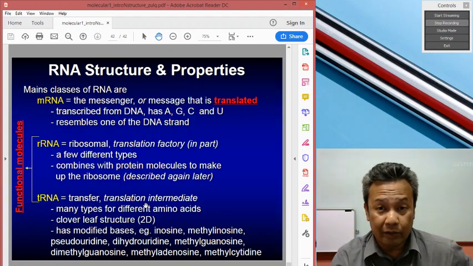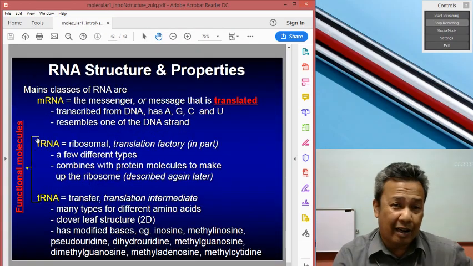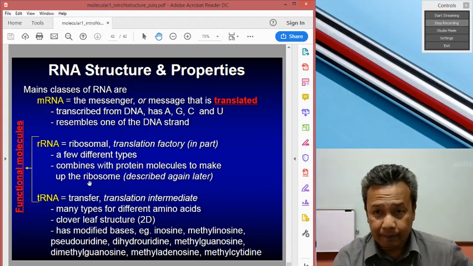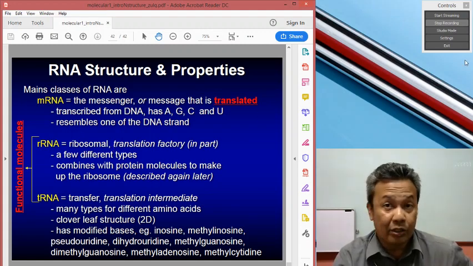The major and minor grooves, I've already mentioned that. We'll look at the structure and properties of rRNA, mRNA, and tRNA later when we look at translation. So that ends one of the first series of slides. I'll see you in the next lecture or video.